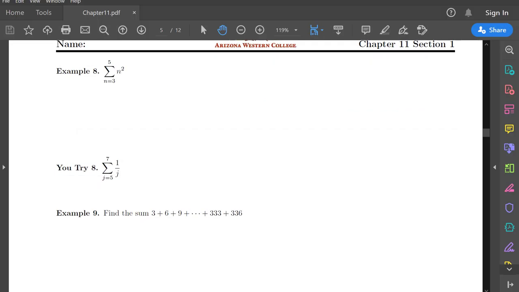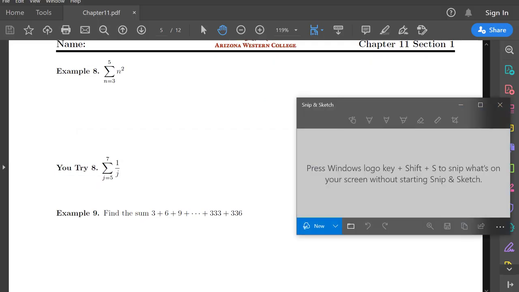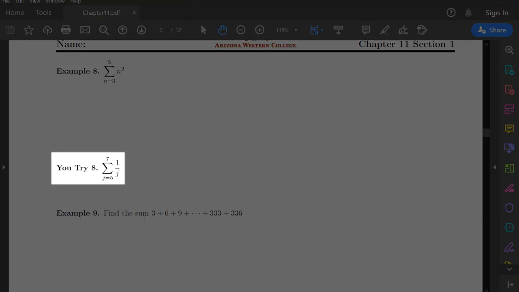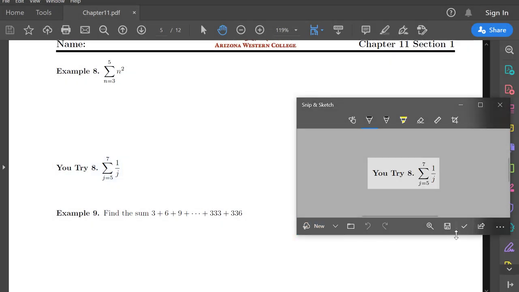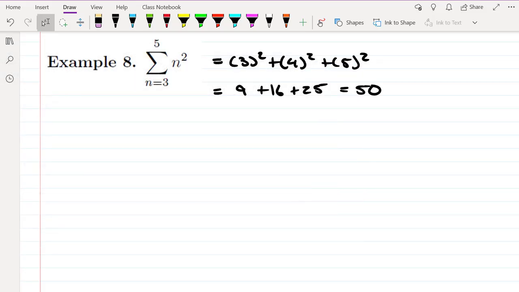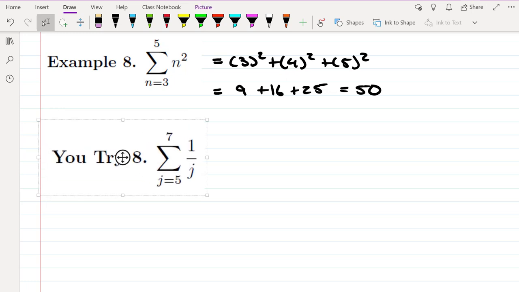All right, it's your turn. So go ahead and find the sum as j goes from 5 to 7 of 1 over j. So this is going to be 1 over 5 plus 1 over 6 plus 1 over 7.